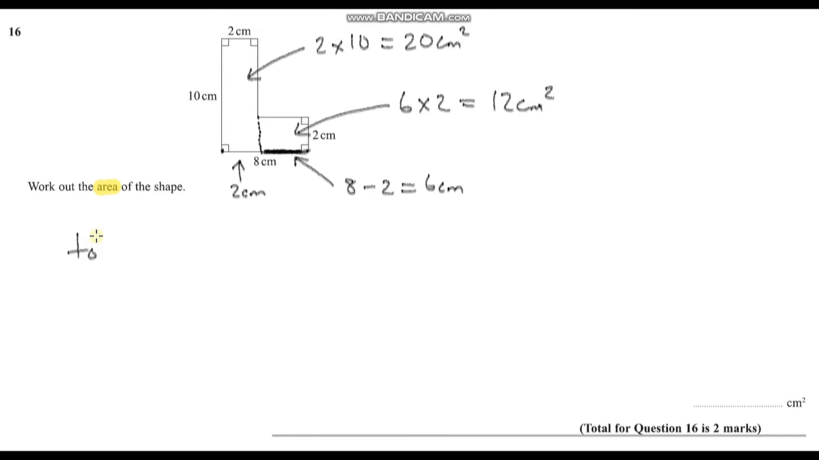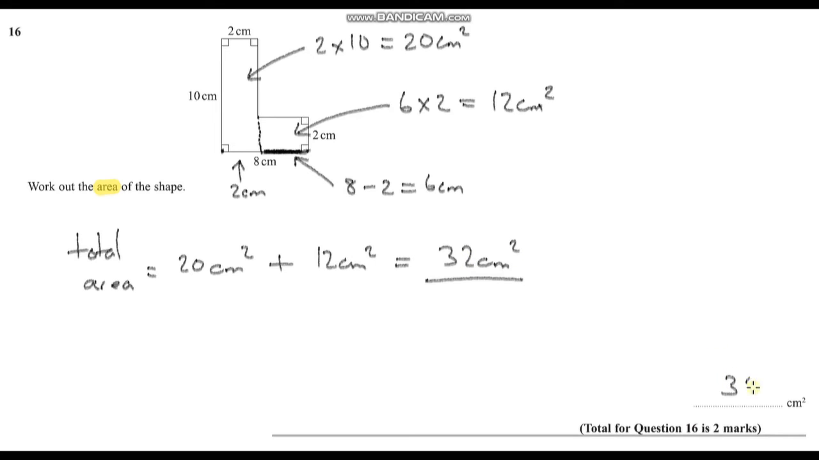So the total area, well, it's going to be 20 centimeters squared plus 12 centimeters squared. 20 plus 12 is 32. So our answer is 32 centimeters squared. Just need to write 32 in here because the centimeter squared has already been given to us.